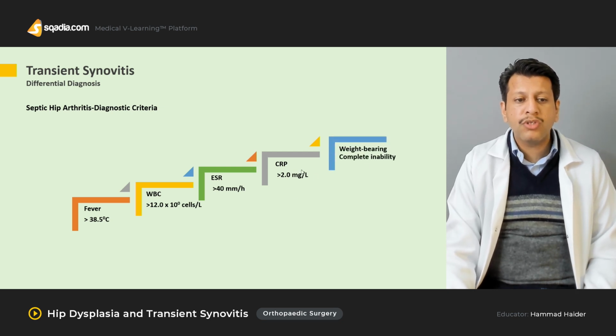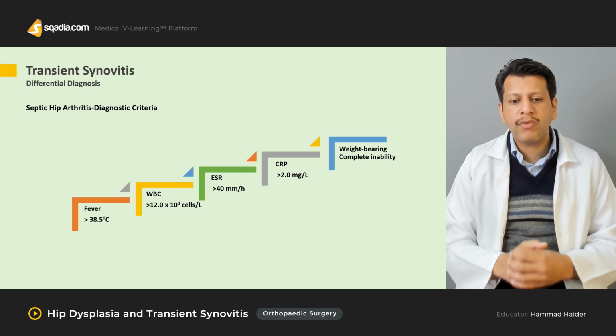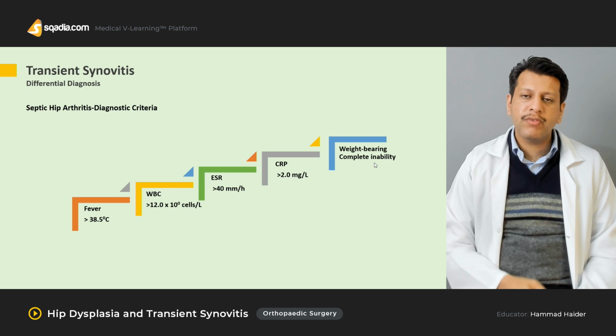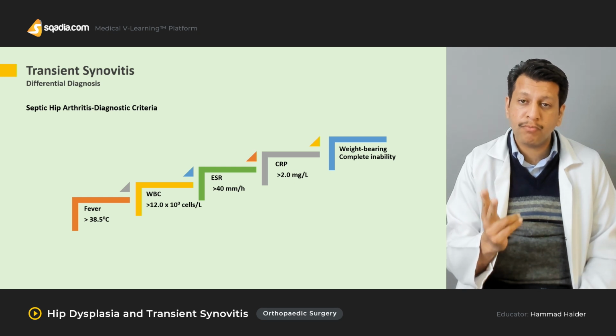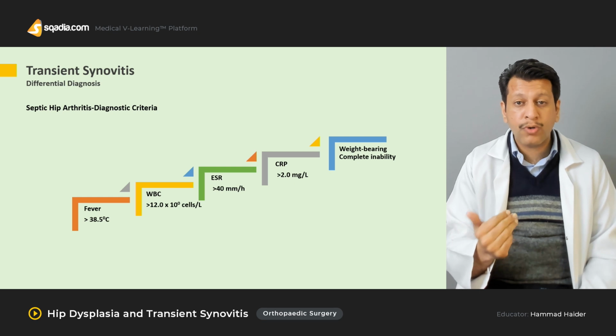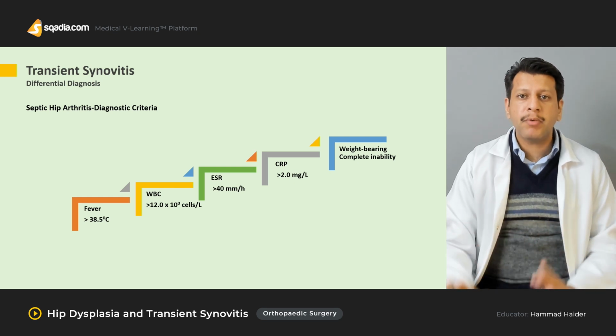Now CRP is usually not part of the actual criteria. This is called the Kocher criteria, which contains 4 things only: fever, WBC, ESR, and inability to weight bear. If the child has high grade fever more than 38.5, TLC more than 12,000 with primarily neutrophils raised, ESR more than 40, and inability to bear weight, there is almost a 99% chance that the patient has septic arthritis.